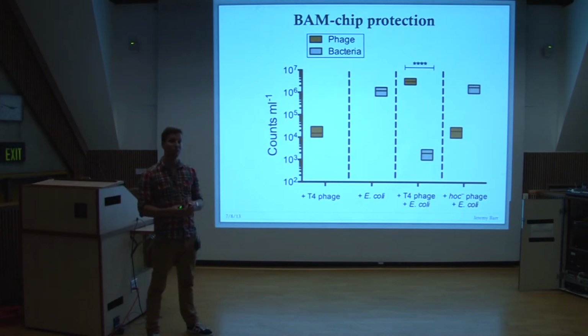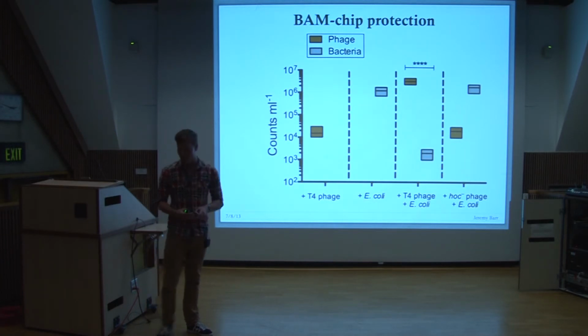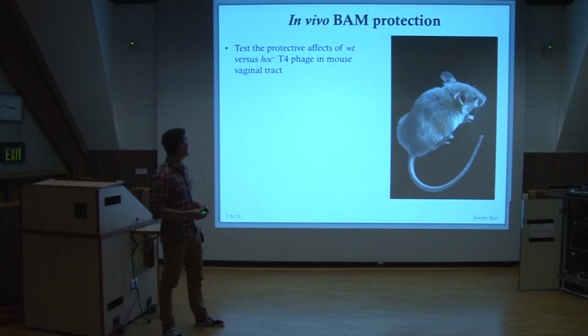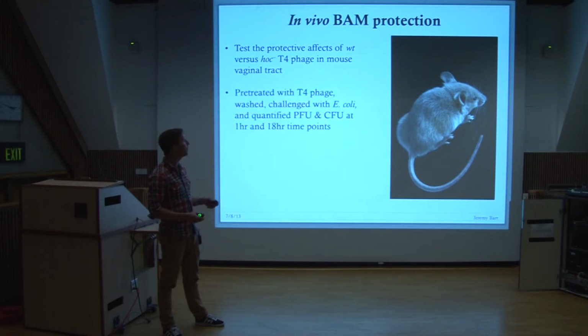Now this is in vitro, and I have a lot of people come up and ask us where are the in vivo results, so I am pretty happy to show you some of the first in vivo experiments that we've done using these two phage types. So what we're using here for our in vivo test is again just testing the protective effects of our wild type T4 and our Hoc knockout T4 phage in the mouse vaginal tract. And so a really basic experimental design for our setup here.